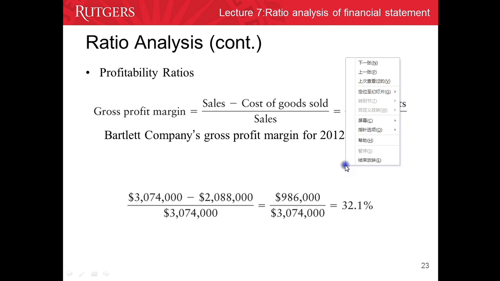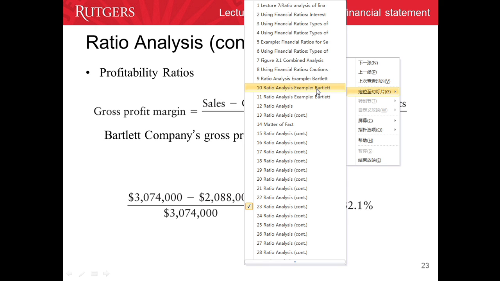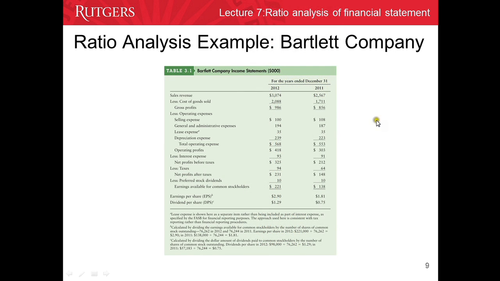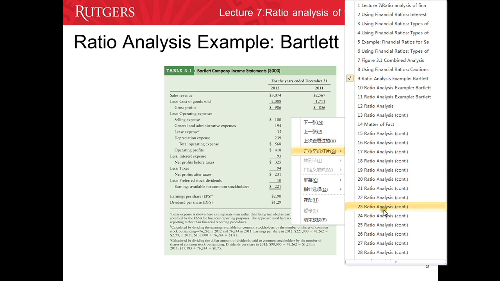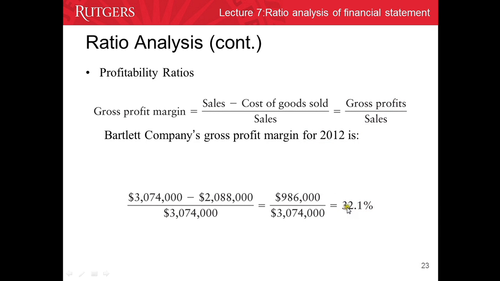Then let's go back to the statement. We find that the annual sales equals $3,074,000. Then we subtract the cost of goods sold, $2,088,000. Then we divide it by the sales again, $3,074,000, to get the result equals 32.1%.